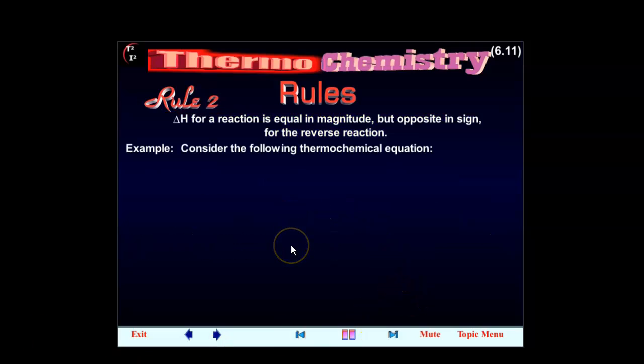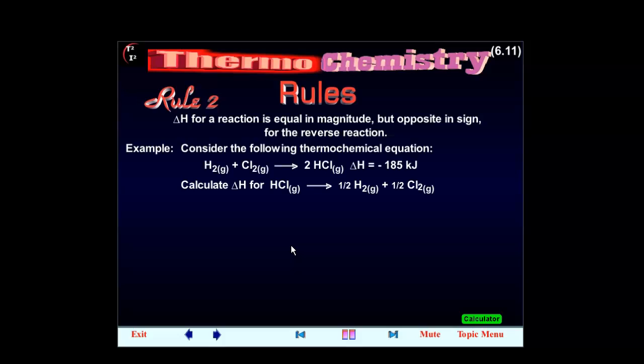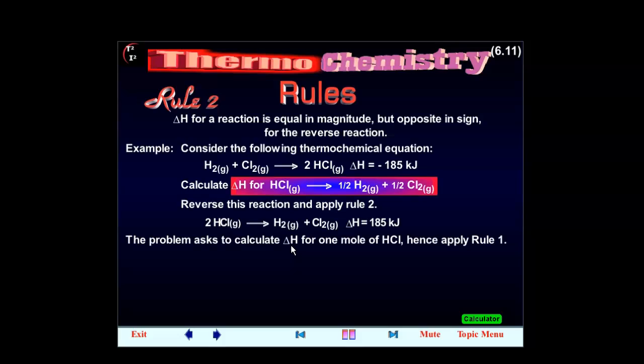Example: consider the following thermochemical equation. Calculate delta H for. Reverse this reaction and apply Rule 2. Delta H equals 185 kilojoule. The problem asks to calculate delta H for 1 mole of hydrogen chloride. Hence, apply Rule 1. Delta H equals 185 kilojoule divided by 2 equals 92.5 kilojoule per mole.